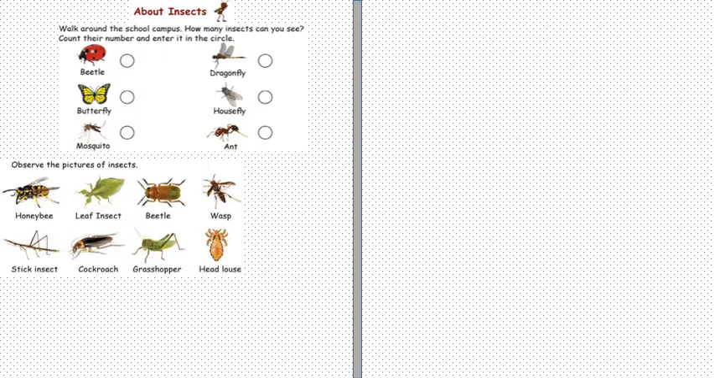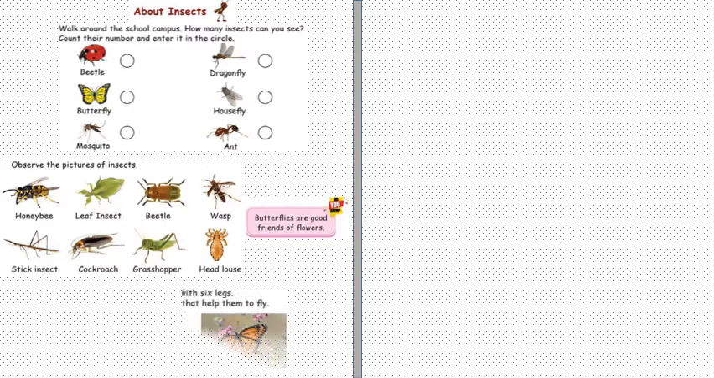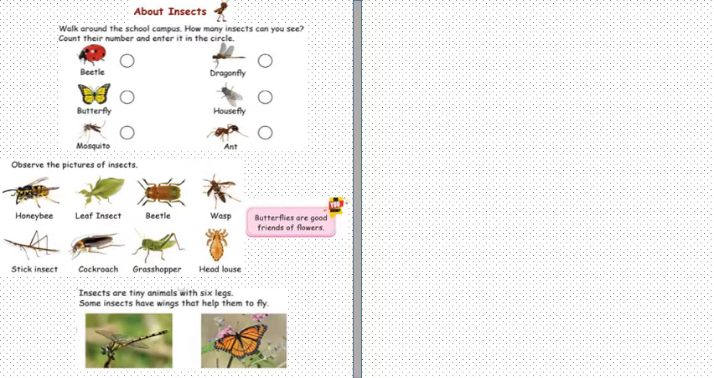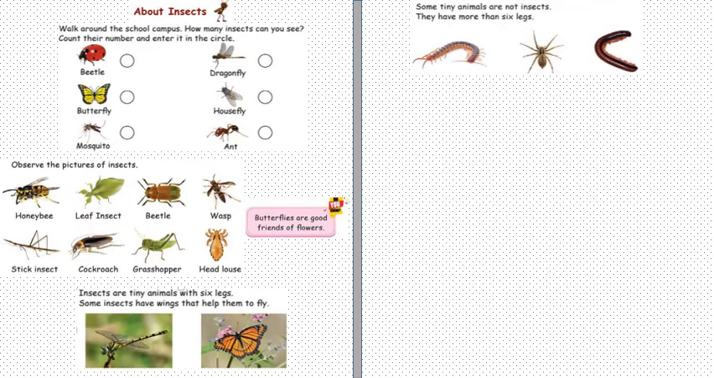Here are some insects. They've given us the names as well: honeybee, leaf insect, beetle, wasp, stick insect, cockroach, grasshopper and head louse. Now this is for your information again. Butterflies are good friends of flowers. And insects, they are tiny animals and they have 6 legs. Okay, some insects even have wings that help them to fly.